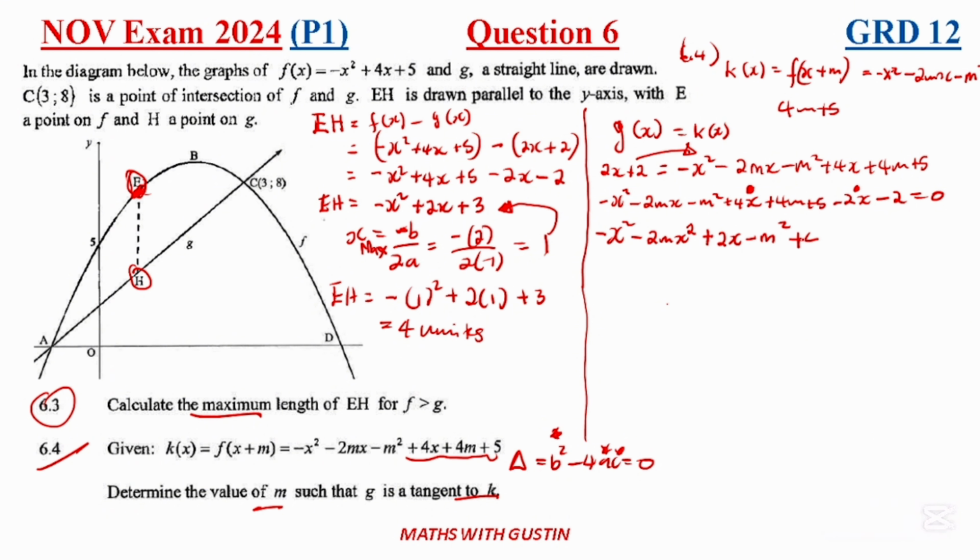Plus 4m, which is this 4m there. And then, now what do we have? You've got this 5x here, and then 2x here will give us what? Positive 3, equal to 0.